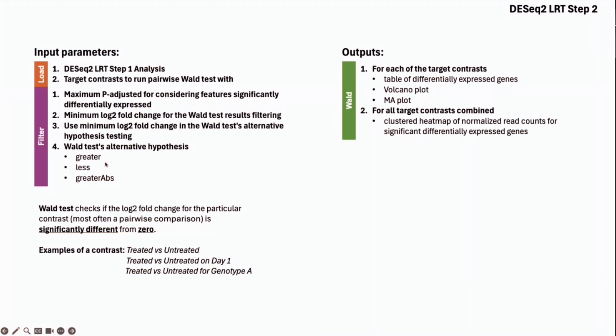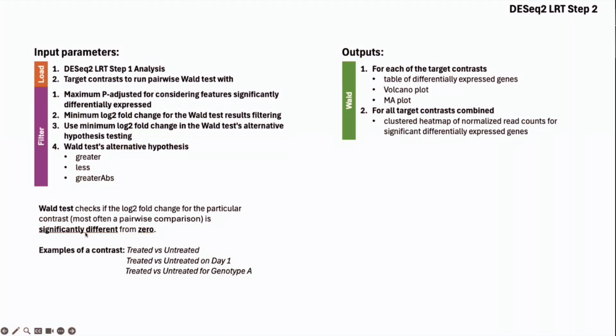So I didn't explain it on the previous slide, but this is exactly the same text that explains what the Wald test is. So Wald test is what we run in this pipeline in the second step. It just checks if the log-fold change for a particular comparison, or in terms of DESeq, it's called contrast, is significantly different from 0. And if we want to check if it is significantly different from a certain value, then there is a parameter in our workflow that will say that we want to compare, for example, 0.5 log-fold change instead of 0.